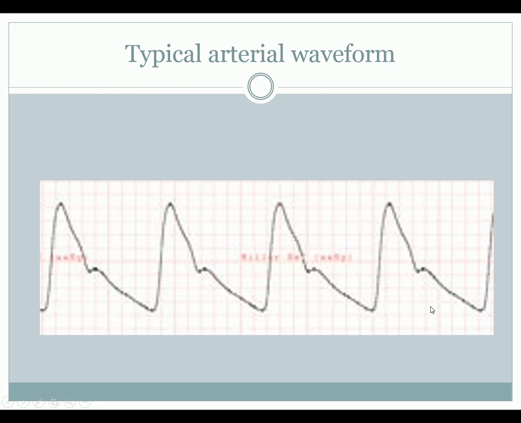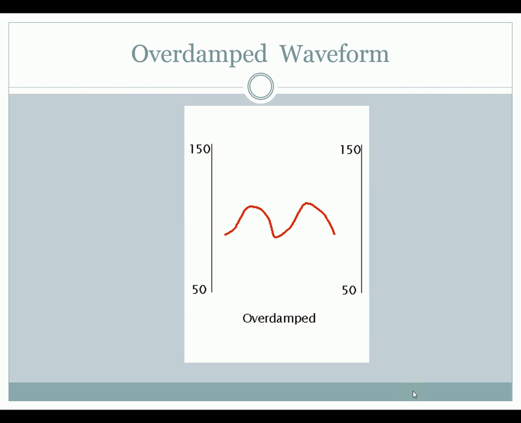Now, you should check a manual pressure at least once a shift, and note in your mind that the manual pressure you get when you check it manually is going to be 10 to 15 millimeters of mercury lower than the reading on the ART line. So it's normal for it to be 10 to 15 lower on the systolic and diastolic than the reading on the actual ART line.